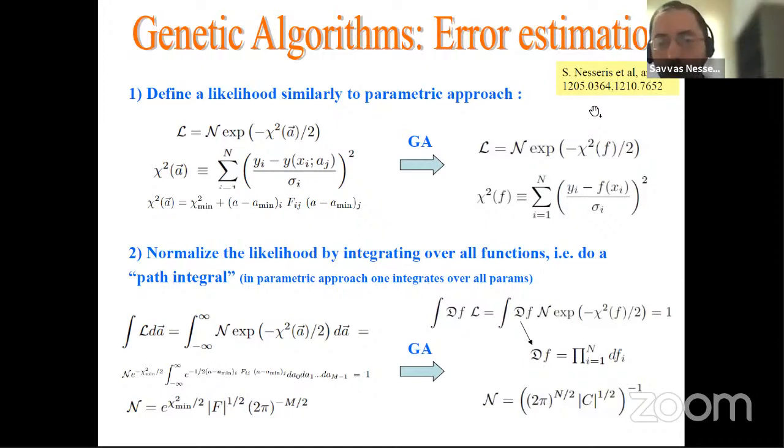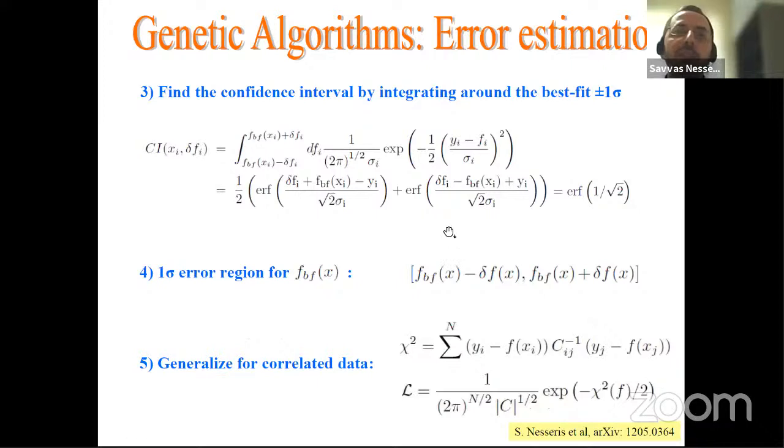I'm running a bit out of time, so I don't want to bore you with the details. Okay, I'm going to skip this. I'm just going to say there is a nice analytic expression you can use, and you can also generalize this to data with correlation and covariance matrices and so on and so forth. So everything is quite nice and analytic.